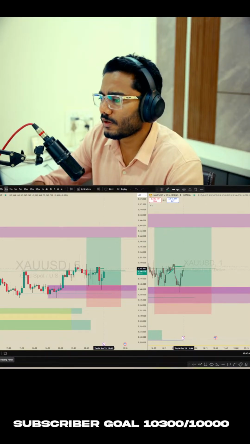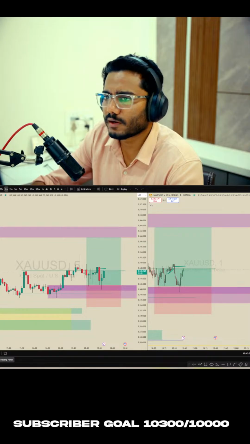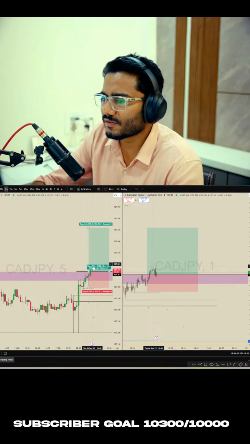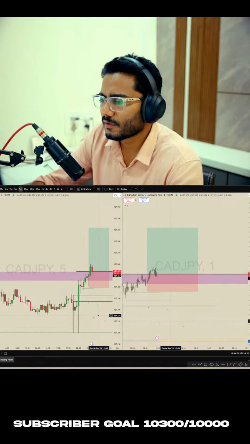We can get a downside reaction from this order block now, and then it will continue. So hold the trade. Also hold the CADJPY. Don't panic. It's just retesting this, and it will continue.